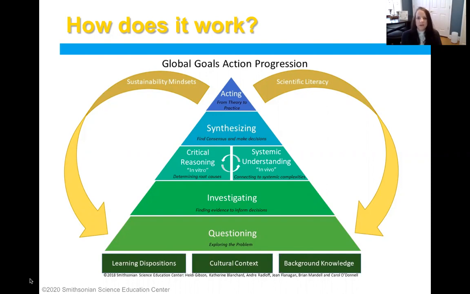We then help them think about that issue from an internal perspective, so critically reasoning about it, from an external perspective by looking at it from a systems understanding view. And then we ask students to synthesize that information, to develop a management plan, and then to engage in action in their local community, to actually use their scientific knowledge to make a difference in their region. And the purpose of doing this is to build students' sustainability mindsets and to engage them in scientific inquiry.